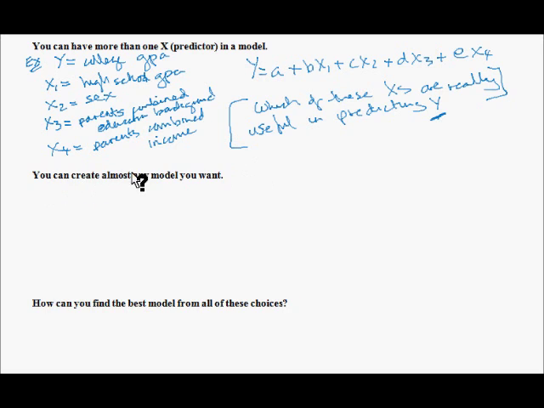Another thing is you can create almost any model you want. So let's say we've got the same example we have above here, same data down here. But I don't have to just have linear terms. I could have y equals a plus maybe b, maybe I'm going to take x1 times x2. That's called an interaction term.